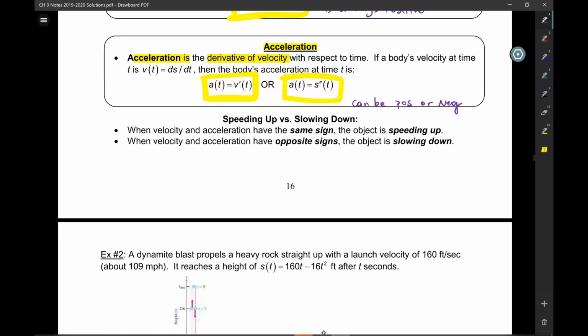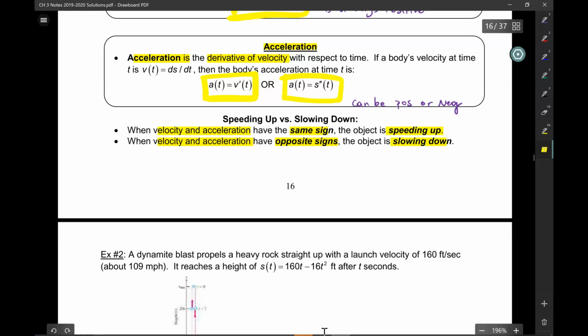This is the quickest way of figuring this out. When velocity and acceleration have the same sign, the object is speeding up. Okay? You're going in the negative direction, you have negative acceleration, speeding up. When velocity and acceleration have opposite signs, the object is slowing down. Okay? All right, so let's do this.